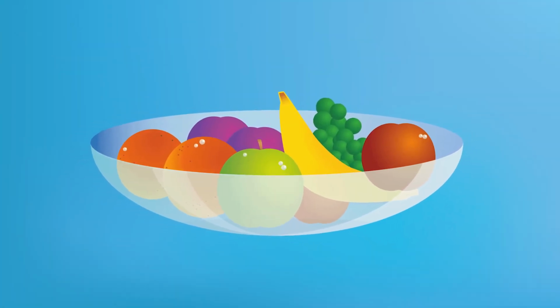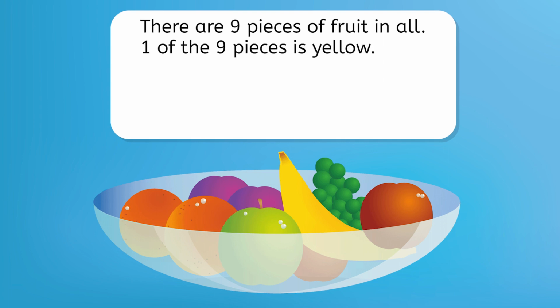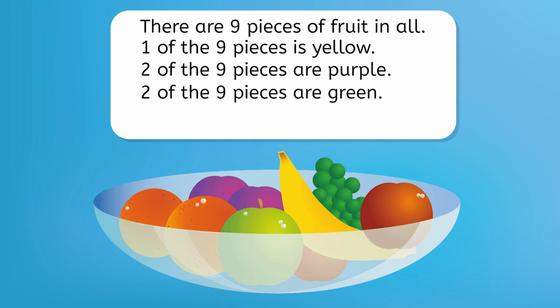Okay, let's review what we already know. There are 9 pieces of fruit in all. 1 of the 9 pieces is yellow, and 2 of the 9 pieces are purple. What other observations did you make? I also noticed 2 of the 9 pieces are green, and 8 of the 9 pieces are round.